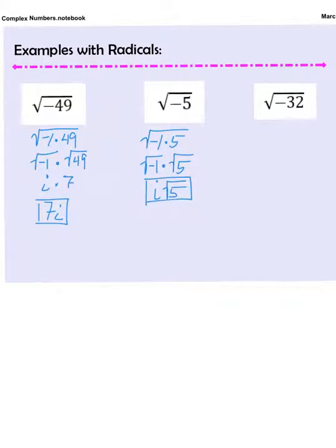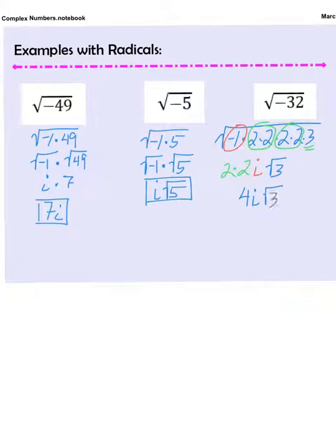So then pause the video and I want you to figure out what the square root of negative 32 is. Okay, so we could break this apart into negative 1 and then 5 2's. Then I'm going to take out a group of 2's and a group of 2's out in front. That leaves the 3 left over underneath. And then this negative 1 is going to come out as an i. And so then we have square root of 3. So 2 times 2 times i is 4i square root of 3.